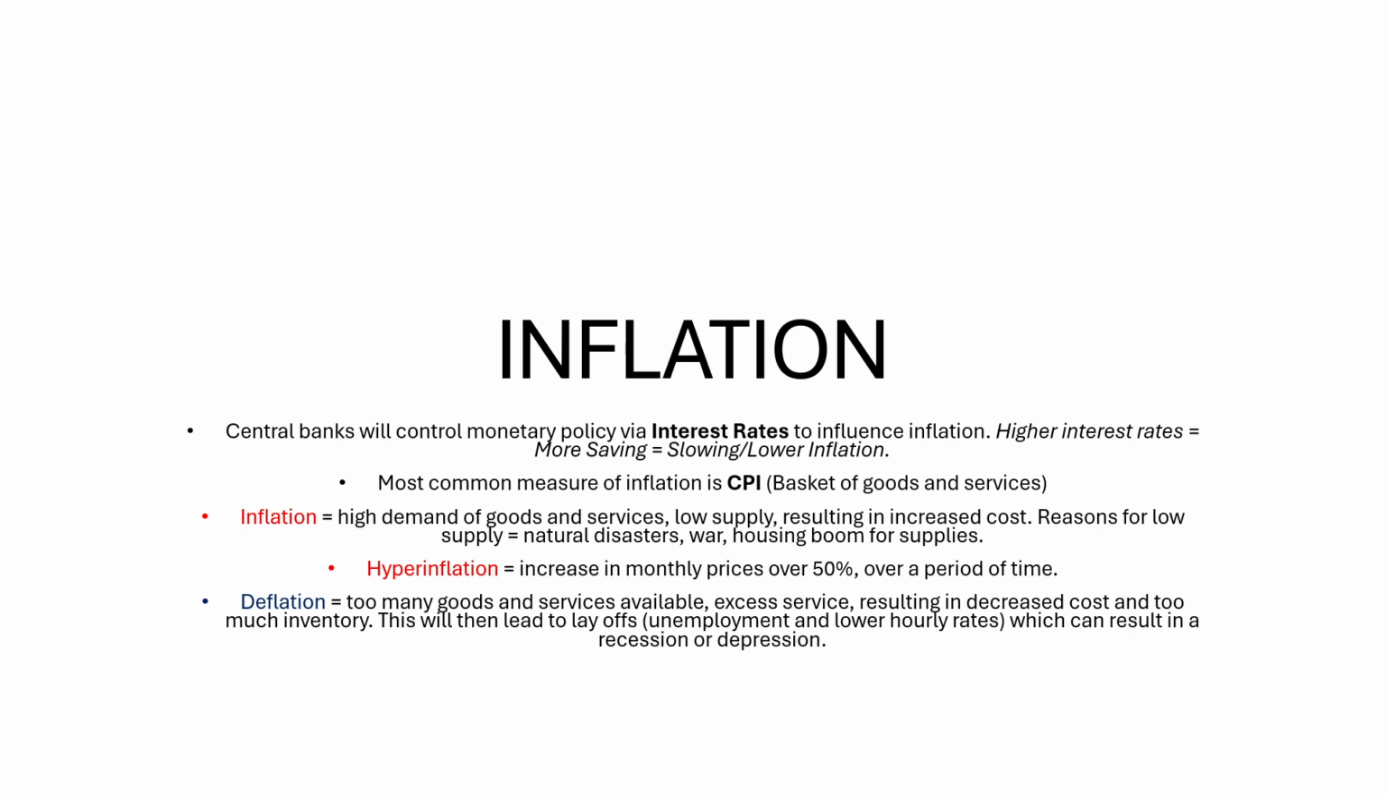I've just written a little bit of a summary on what I learnt in the last week. Central banks control monetary policies. The main thing is interest rates to influence inflation. So the higher the inflation, the higher the interest rates go, which leads to more saving, and this will stop or slow down inflation rates. How we measure inflation, the best or most influential is the CPI, the consumer price index, which measures a basic basket of goods and services, and sees how much that costs from year to year.